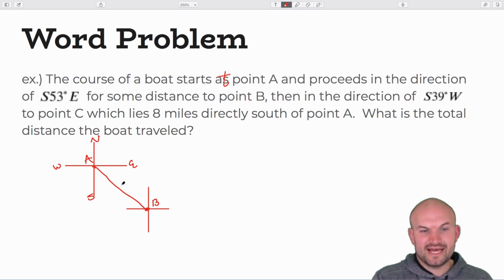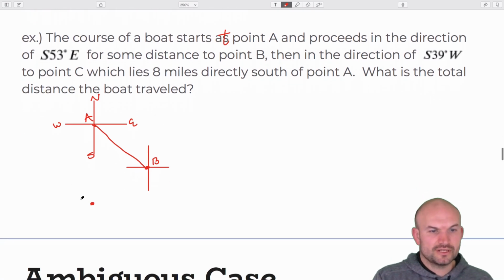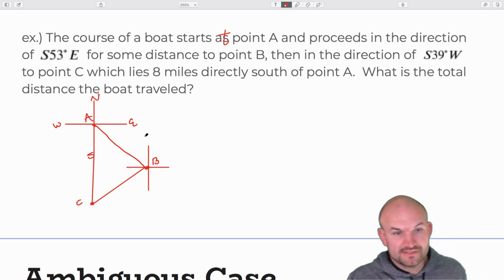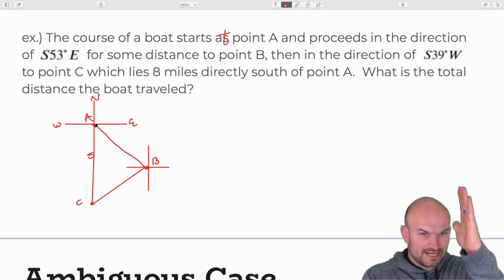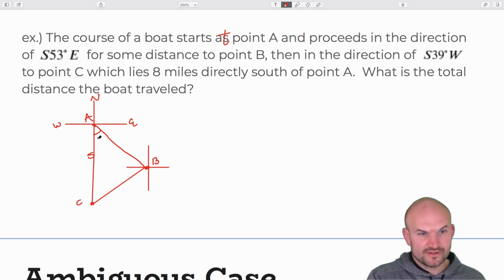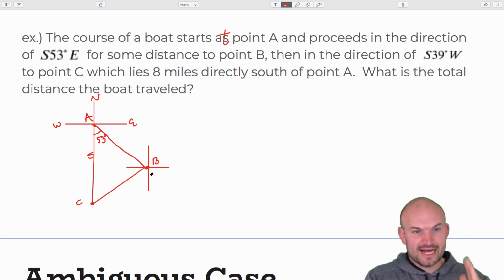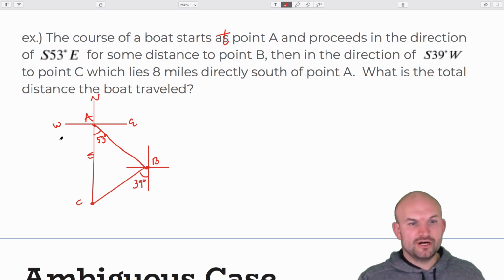So, again, north, east, southwest. And then point C, they said, is directly south of A. So we're going to call this C. And now you can see we have our triangle. All right, so let's go through our angles. We did south 53 degrees east, so there's that angle, and this one is south 39 degrees west. And the only thing we know is that the distance from point C to point A is 8 miles.